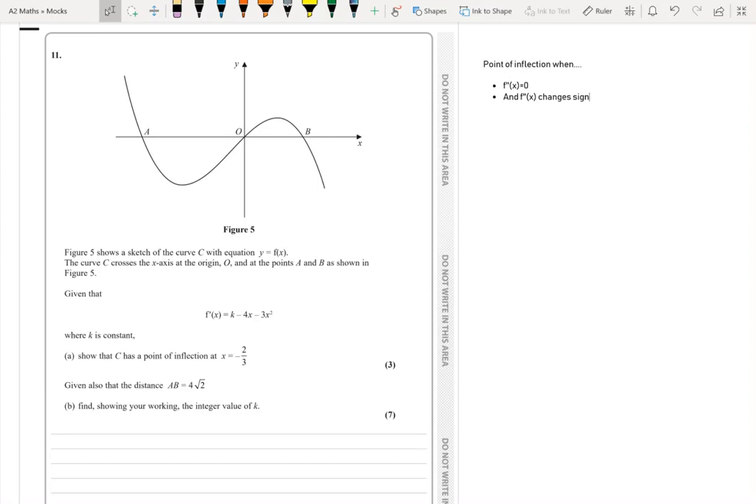So looks like we've got a slightly longer question now. We've got 10 marks here. We've got a sketch of something that looks a bit like a negative cubic. Let's quickly read. Figure 5 shows a sketch of the curve.